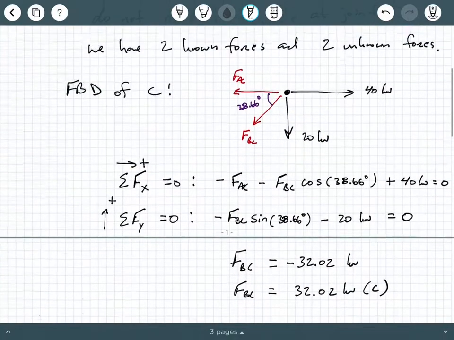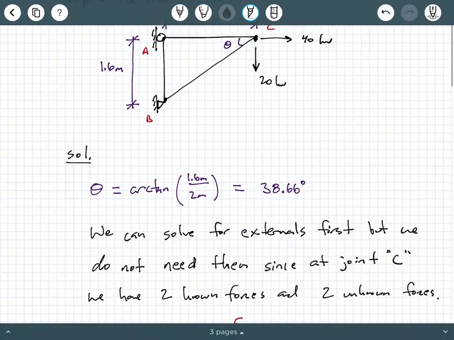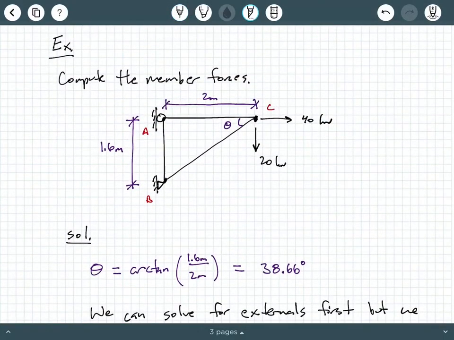So at this point, like I said in a previous video, I like to put a check mark by the members that I calculated. So I got AC done and I got BC done. So which joint should I go to next? Should I go to A or should I go to B? Well, again, you have to ask yourself, which joint has at least one known and at most two unknowns?